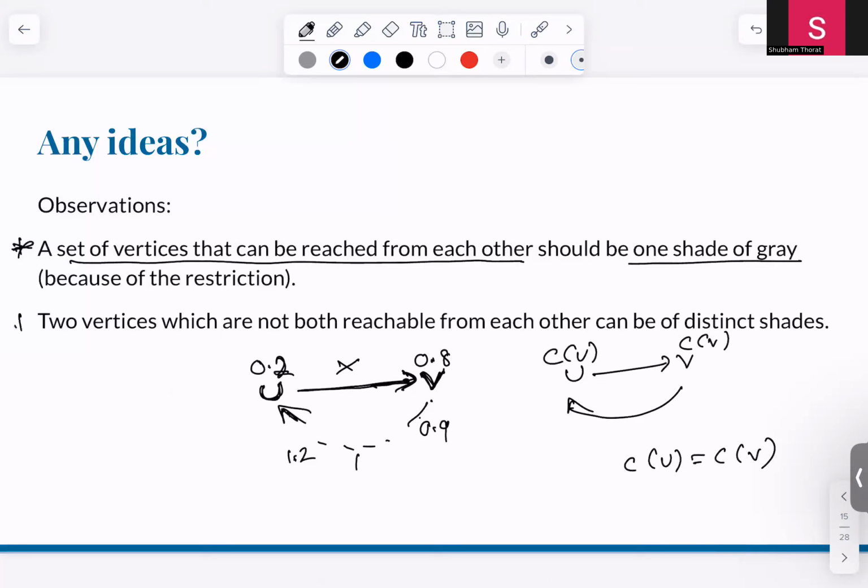The second observation is that two vertices which are not both reachable from each other can be of distinct shades. If there is a path from U to V, and U is not reachable from V, then if this is C of U, this can be greater than or equal to C of U. This greater than is the main observation here. But in the cycle case, it has to be strictly equal. Is it clear? Why do these observations make sense?